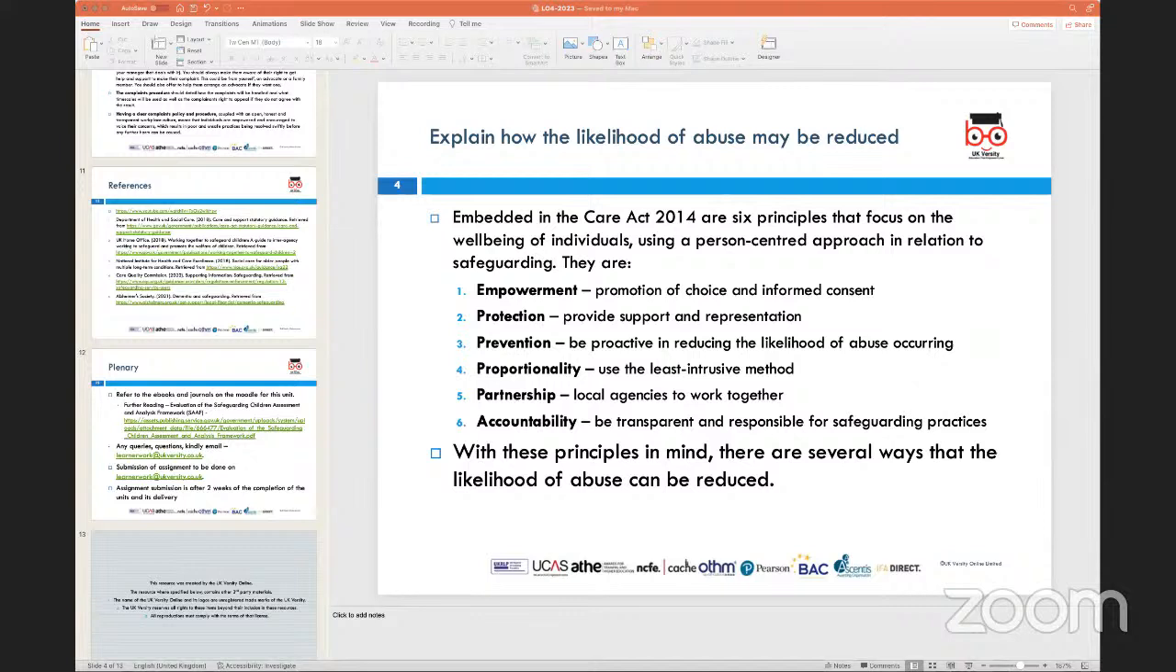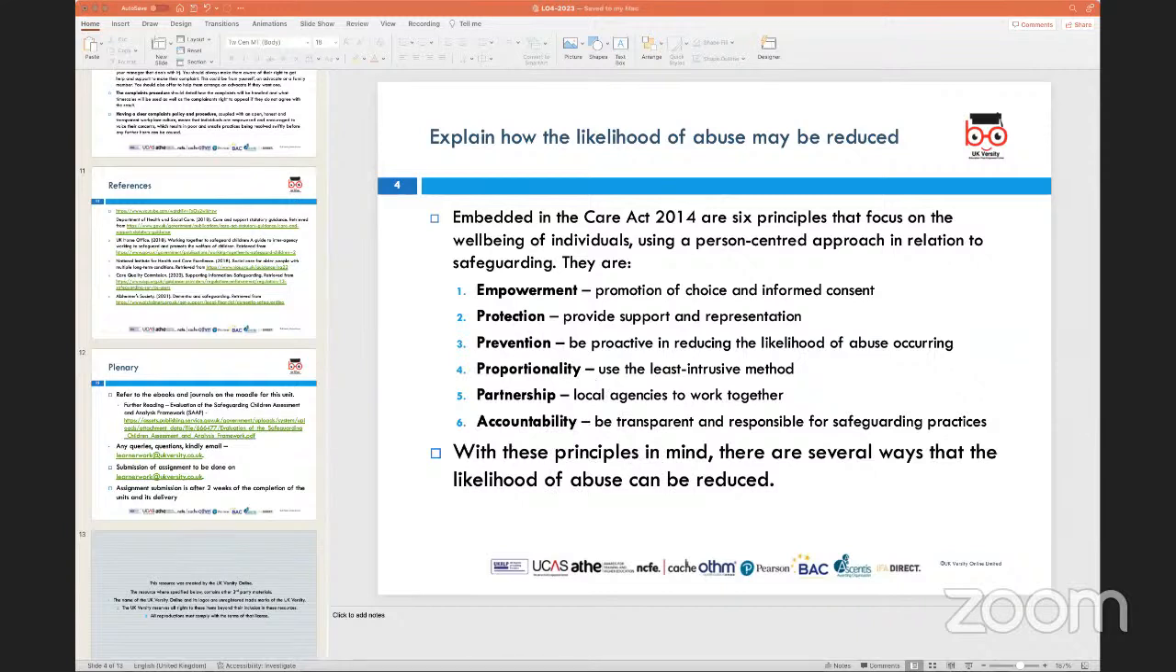So the safeguarding principles, which were embedded in the Care Act of 2014, are these 6 principles that we have discussed in the first learning outcome: empowerment, protection, prevention, proportionality, partnership, and accountability.